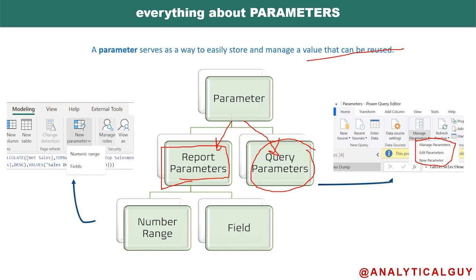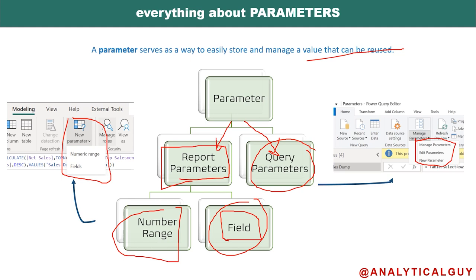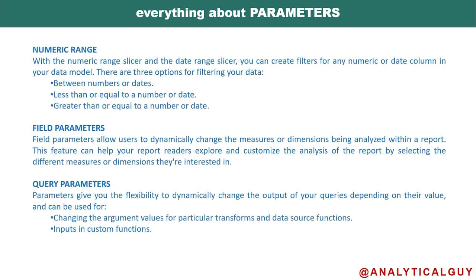In this, there are two types of parameters. One is number range and another one is field parameters. You might know about field parameters because this is the most used parameter, you can say. This is how it is shown on Power BI desktop. I will explain all these parameters, how to use them and what the use cases are. First, let me walk you through the theory part: what is numeric range, what are field parameters, and then query parameters.